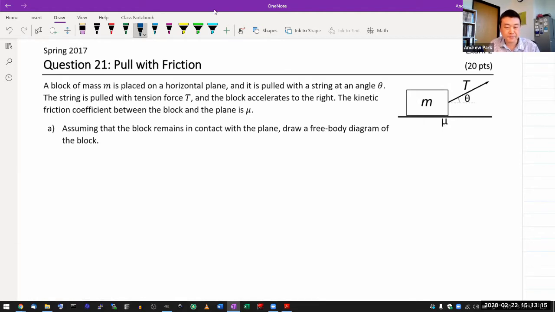So that's the description. It's on the horizontal plane, it's being pulled, and it's giving me the kinetic friction coefficient between the block and the plane. I think I put that in so that this will also be a friction question. Good. So, all right, let me start out with the free body diagram.